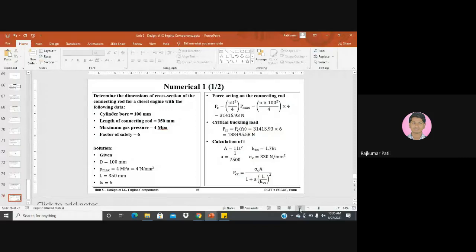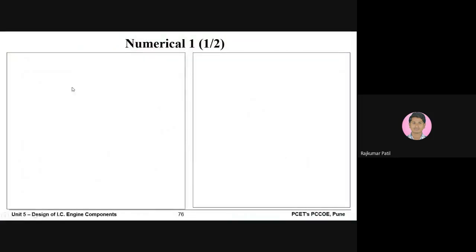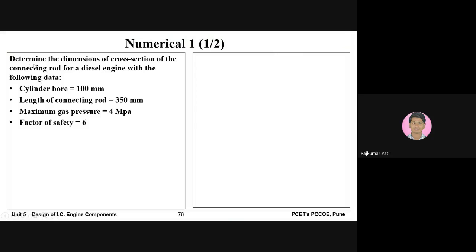Okay, so we will try to solve a numerical. The numerical is: determine the dimensions of cross section of the connecting rod for a diesel engine with the following data. Bore diameter D is given, length of connecting rod is given as 350 mm, maximum gas pressure is given as 4 MPa, and factor of safety is given as 6.